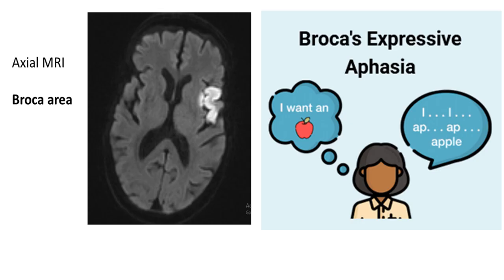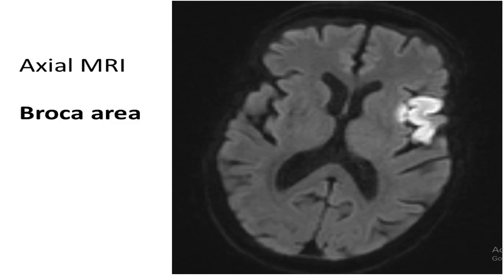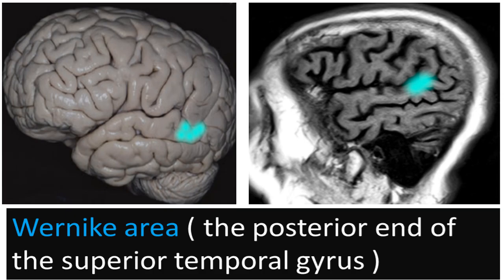I think this area is easy to localize, as it is the posterior limb of the M. For example, we can see it clearly here in the sagittal MRI and also in this axial MRI. So let's transfer to the area which is responsible for the understanding of the heard speech, in other words, the perception of speech, which is called the Wernicke area.